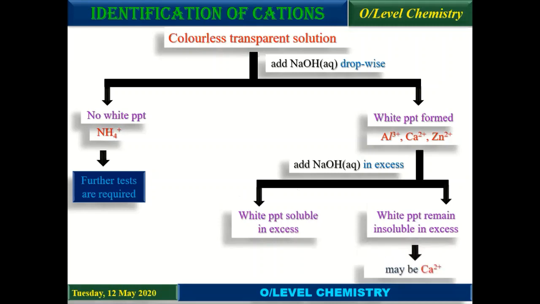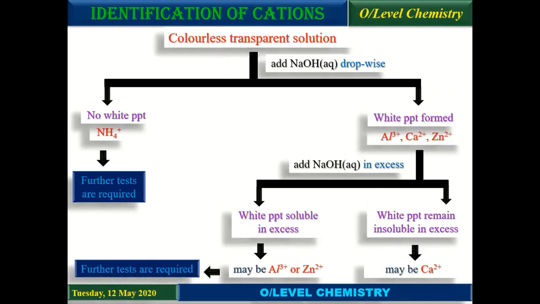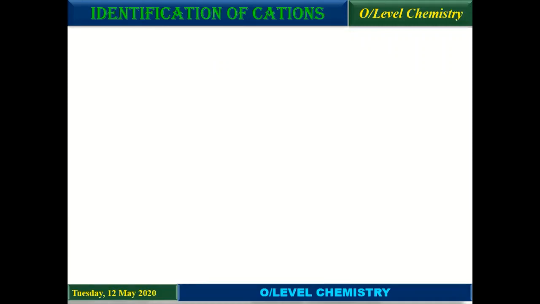If they remain insoluble, it means there are the chances of calcium ions. And if PPT are soluble in excess of sodium hydroxide, then we have the chances of aluminium and zinc ions there. But further tests are required. Further chemical analysis is required for final identification of these ions. So it is the first step. We usually use only these two alkalis, that is sodium hydroxide and ammonium hydroxide, for detection of these ions, and you will see it further.